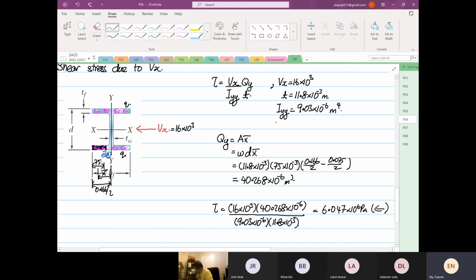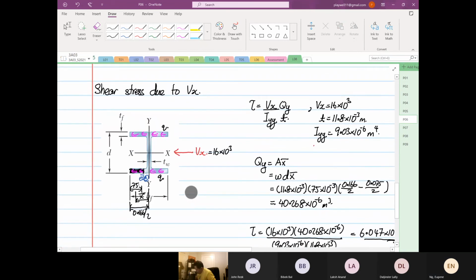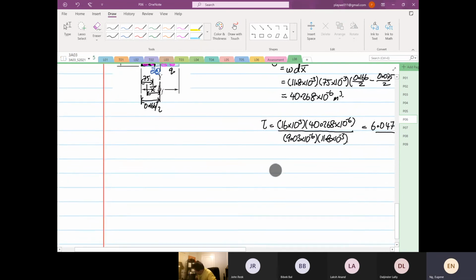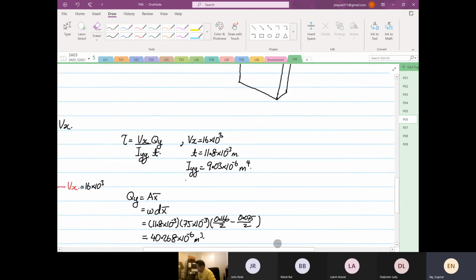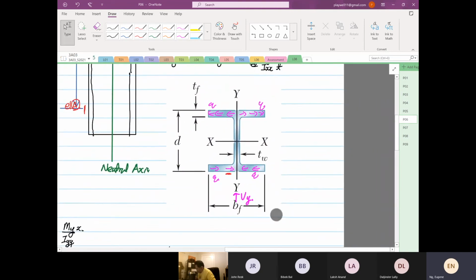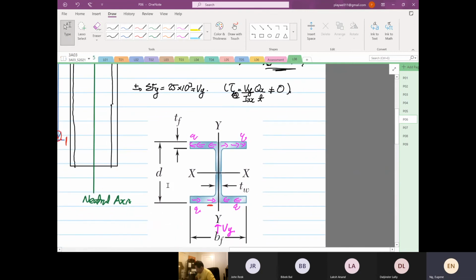And note the direction, yeah? The direction is going towards the left, okay, because of how the shear flow goes. Okay, so this is due to your Vx. So next we have to do the shear stress due to Vy. Okay, so this one we have, okay, it's directly over here. Okay, so we know that it's 25 times 10 to the power 3. So I'm going to take this entire diagram.